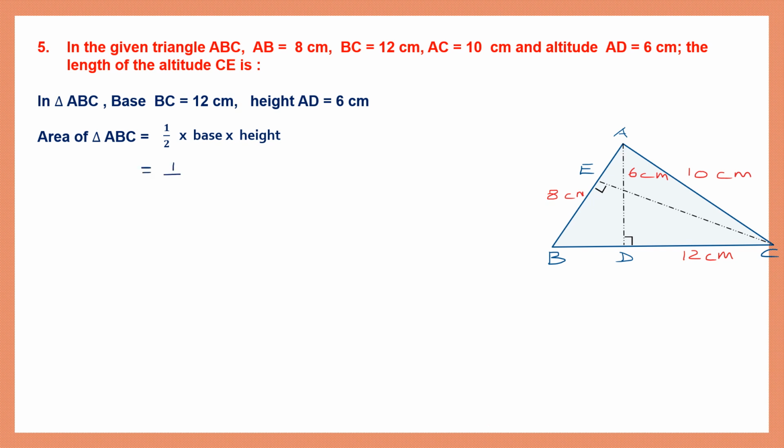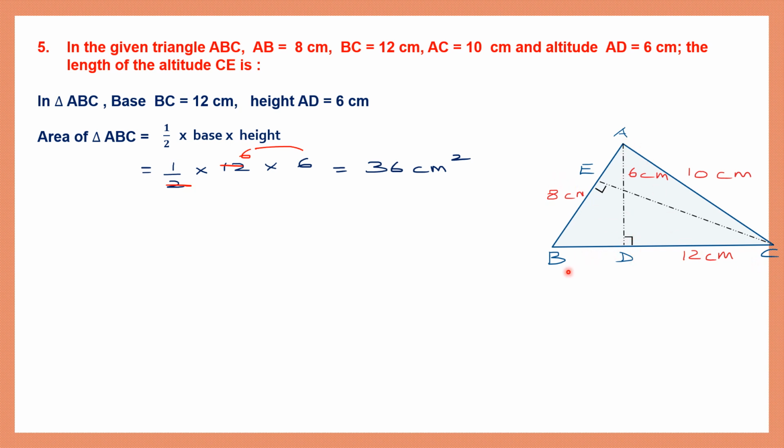So half into base is 12 centimeters into height is 6 centimeters. So let's cancel. 2 6s are 12. Multiply 6 6s are 36. So here the answer is 36 centimeters square. This is the area of this triangle when we took BC as the base and AD as the height.